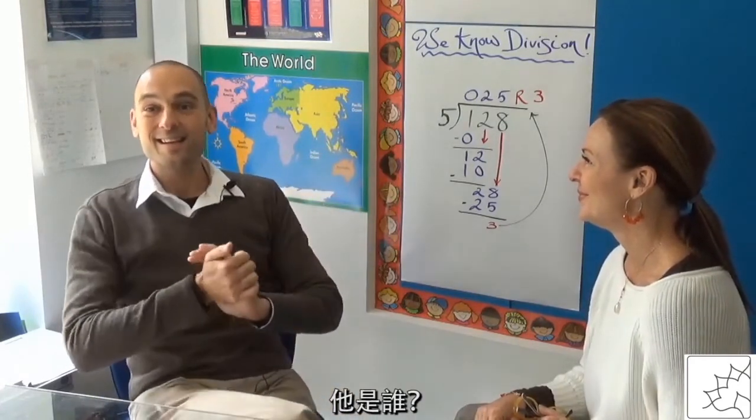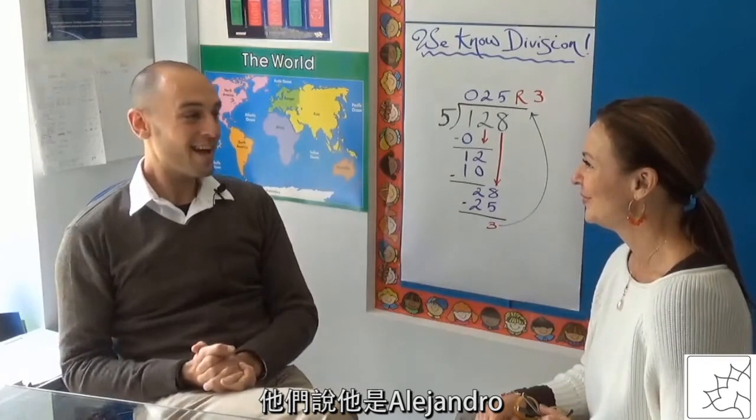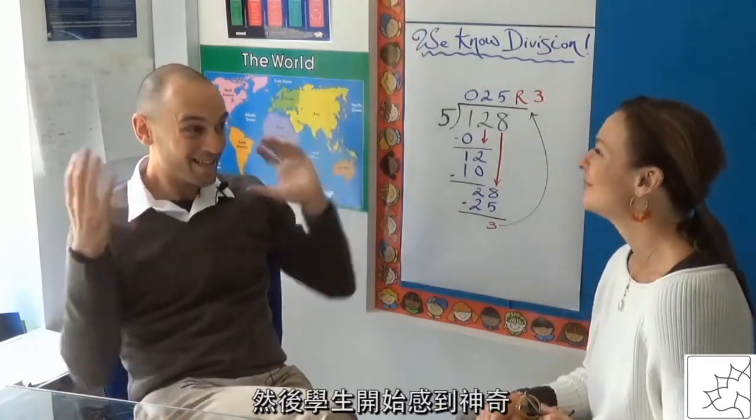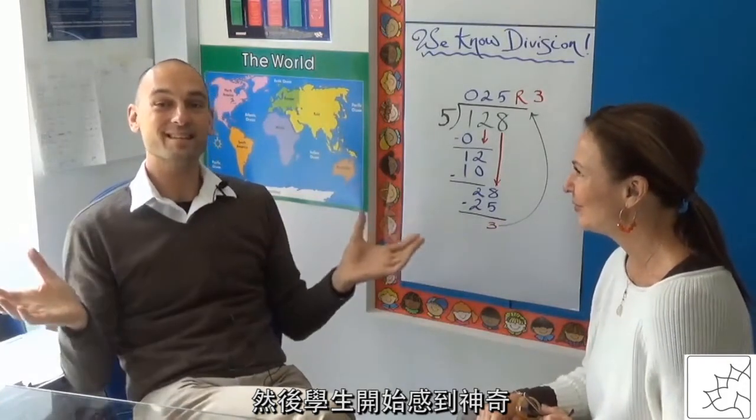And they're like, who, what is that? And they're like, that's Alejandro. I'm like, that's right, that's Alejandro. Alejandro is the remainder. He's what remains. And the kids thought it was amazing. They thought it was so funny.